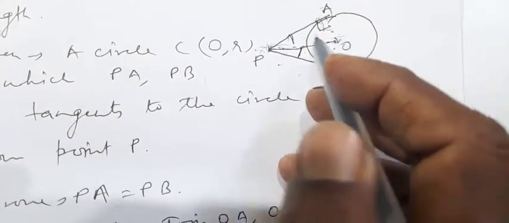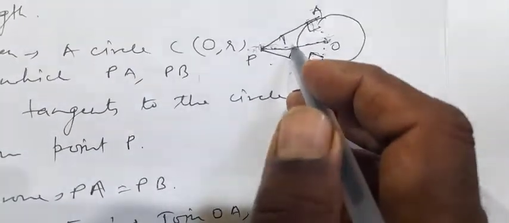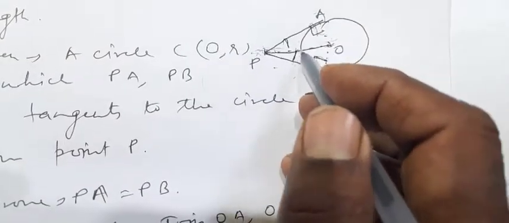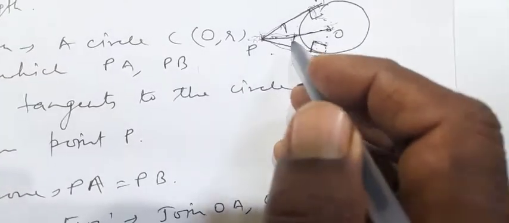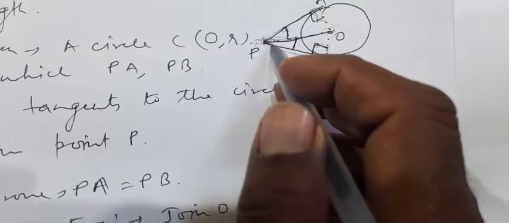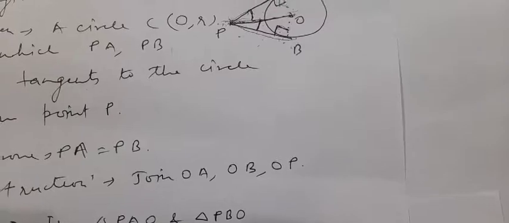It means that the tangents are equally inclined to the line joining the exterior point and the center of the circle. Here, these two tangents are making equal angles with the line joining the exterior point and the center of the circle. That is the statement we have to prove. So we have proved two statements, one theorem and a statement on the basis of that. There is one more statement.